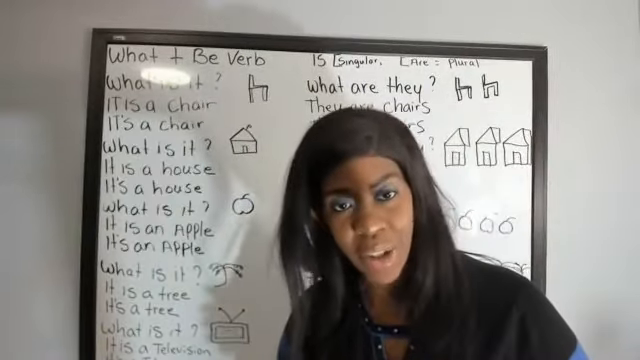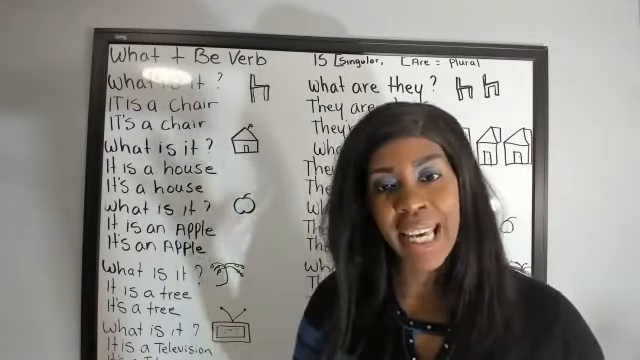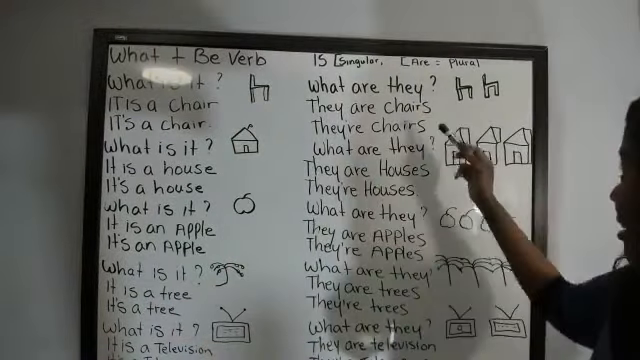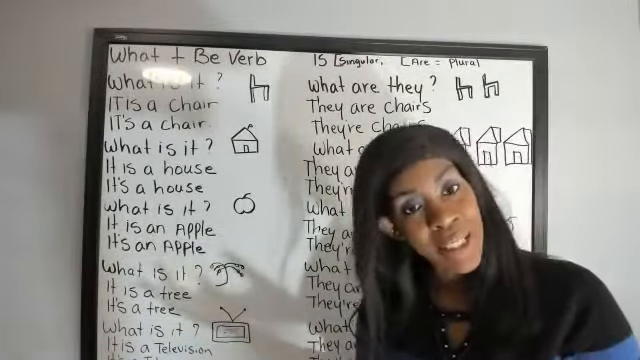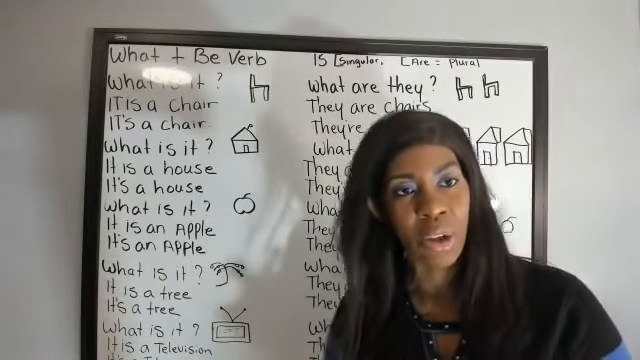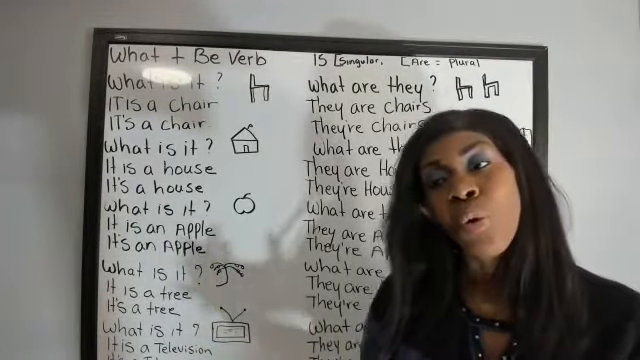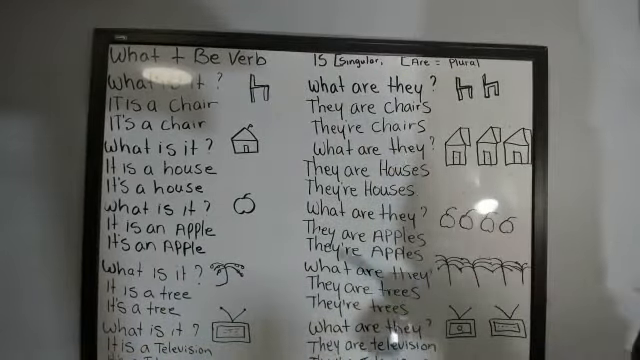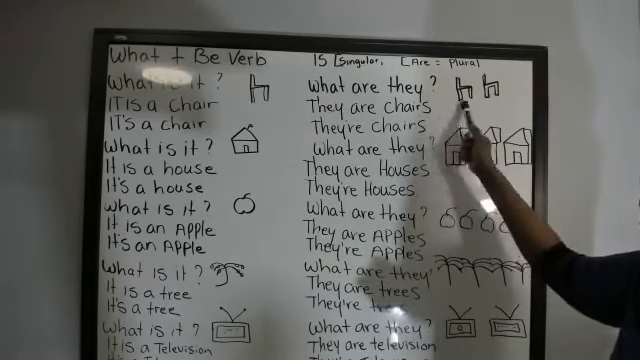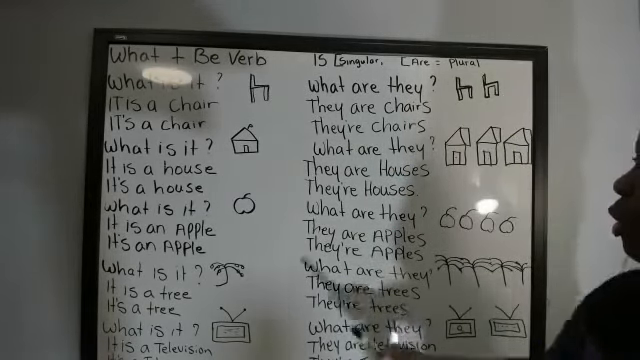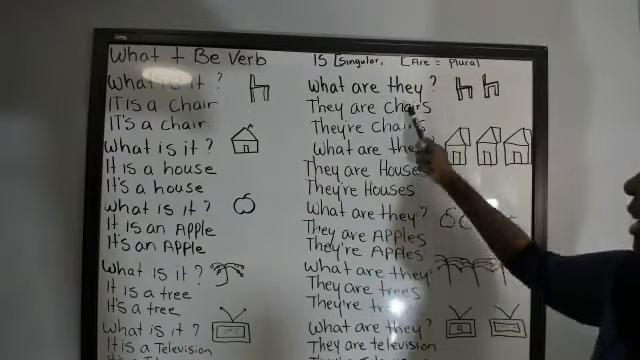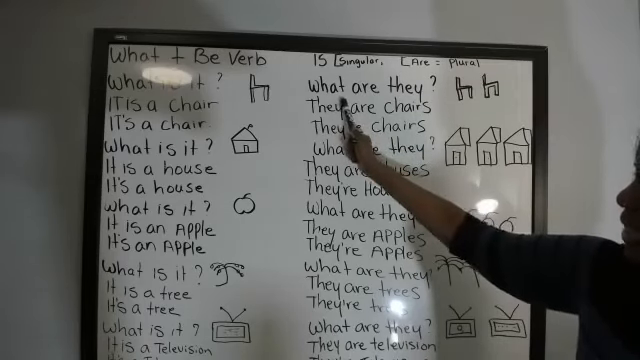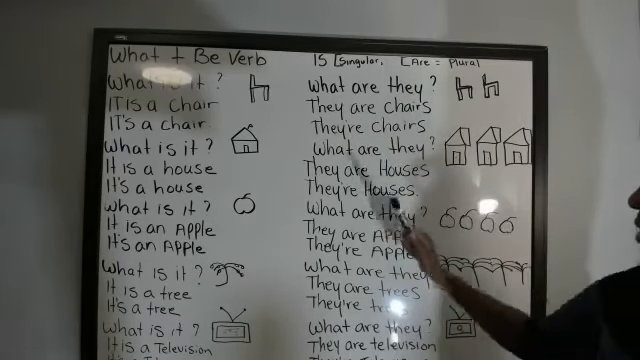First, third person singular. We're talking about it. It is. We're talking about one thing, which is the chair. Over here, since we have more than one, it's no longer third person singular. It's plural. So we're gonna use they. They are. All right, what are they? When I say what are they, I'm talking about the two chairs. Over there we had one chair. Right here we have two chairs.